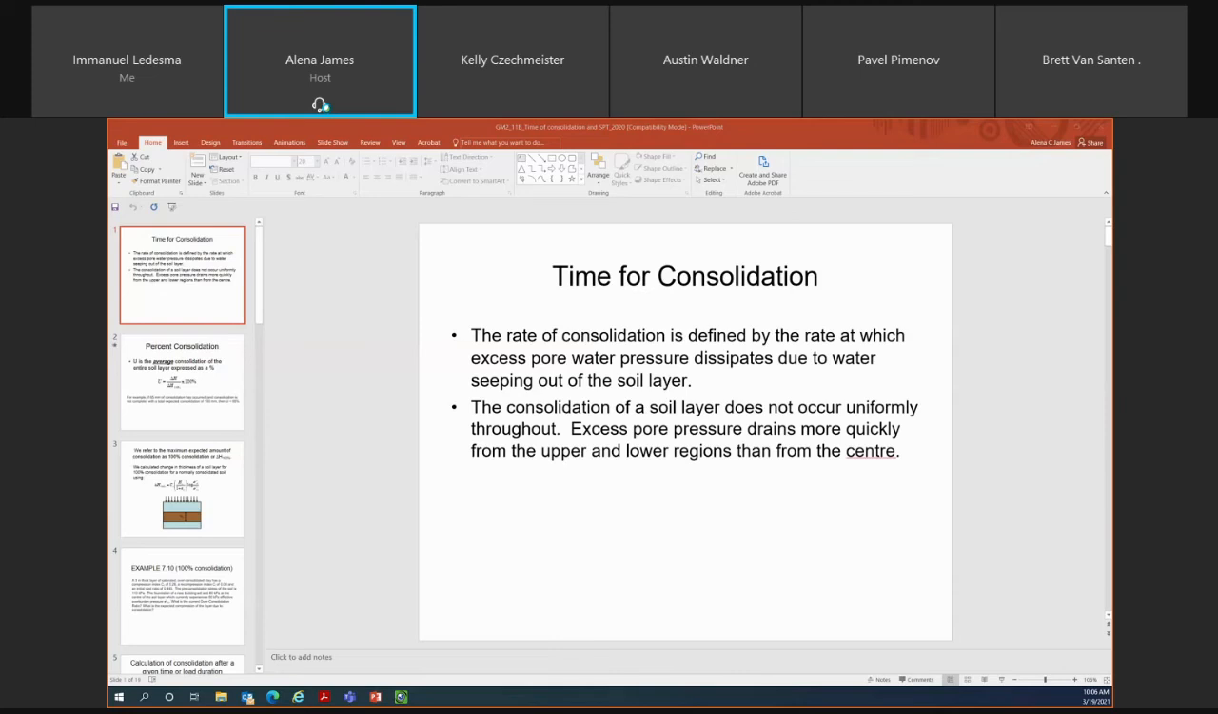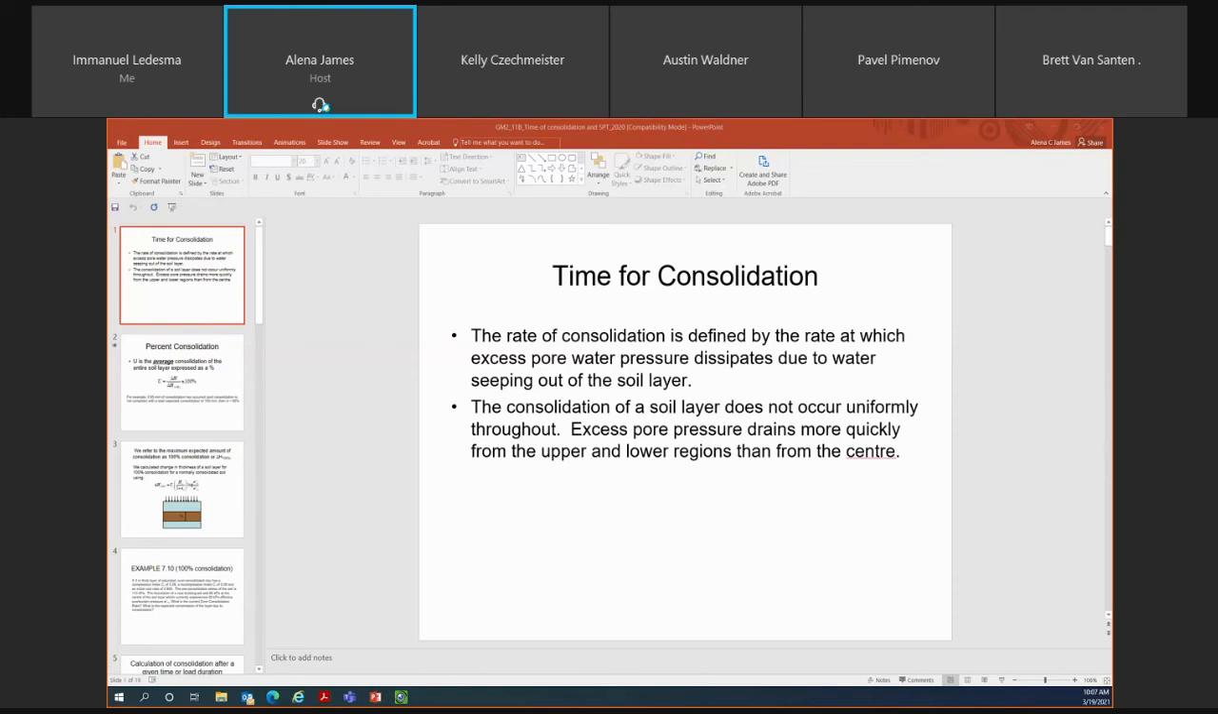Okay, time for consolidation. The rate of consolidation is defined by the rate at which the excess pore water pressure dissipates due to the water seeping out of the void space or seeping out of the soil layer. So last week we talked about how you would calculate your coefficient of consolidation, which is your CV value. That's the rate at which the water seeps out, or your excess pore water pressure dissipates.